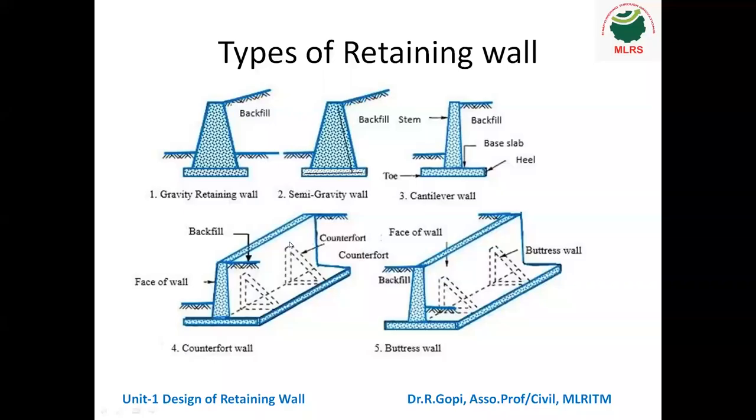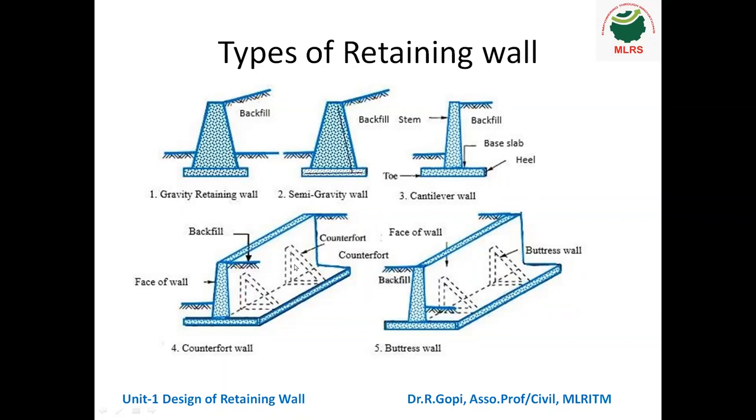Okay, so the third type of cantilever retaining wall is used to construct up to 6 meter height only. So coming to counterfort retaining wall. Counterfort retaining wall is another type of cantilever retaining wall only.